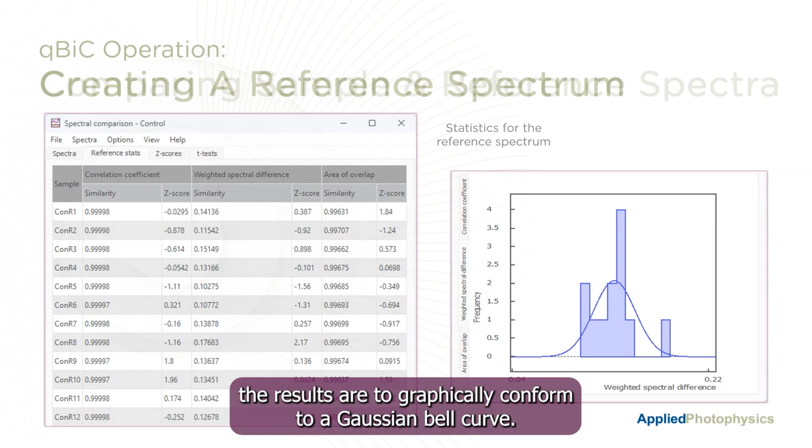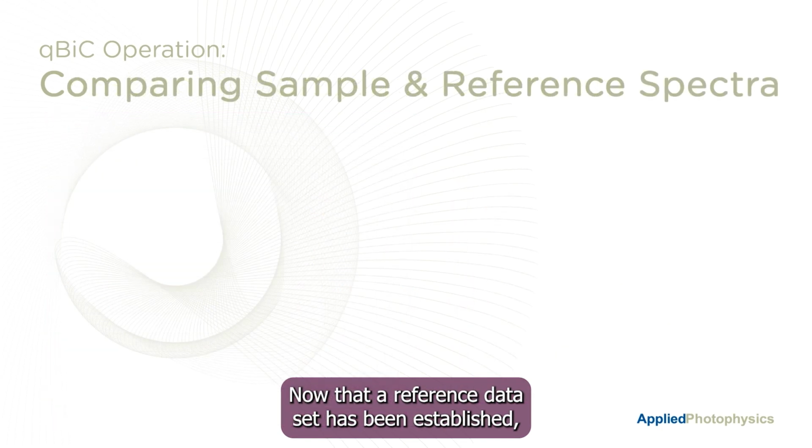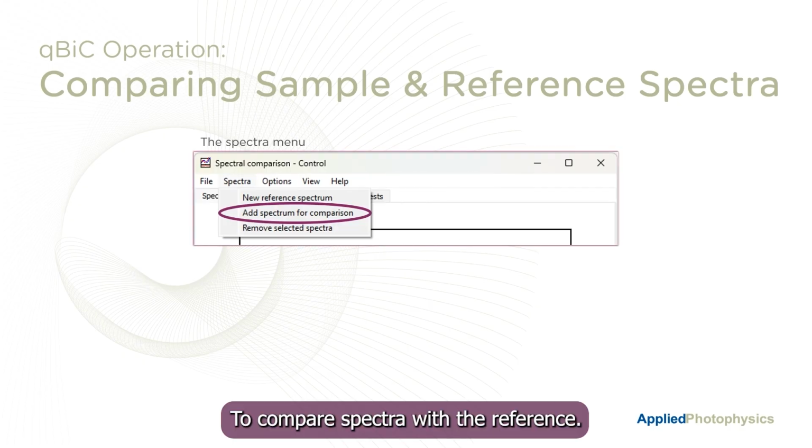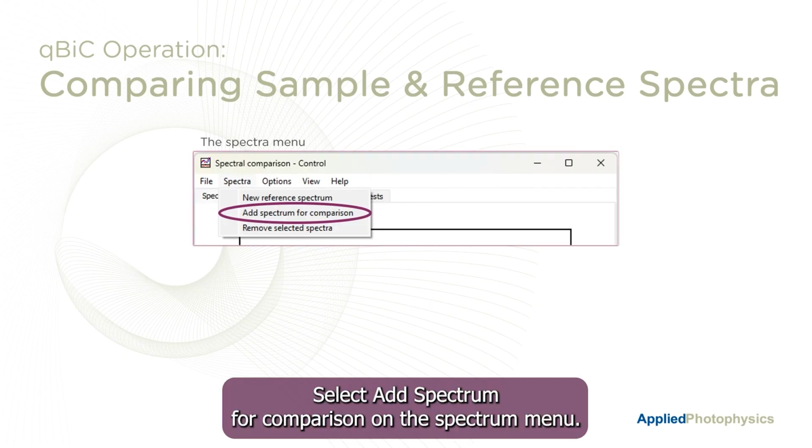Now that a reference data set has been established, it is time to compare the sample spectra to it. To compare spectra with a reference, select Add Spectrum for Comparison on the Spectrum menu.